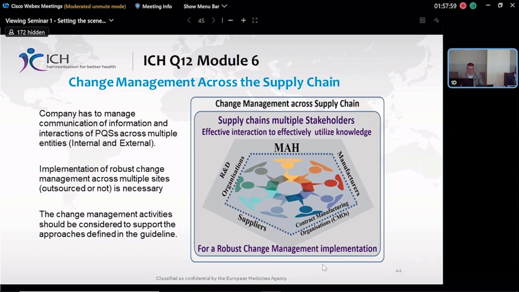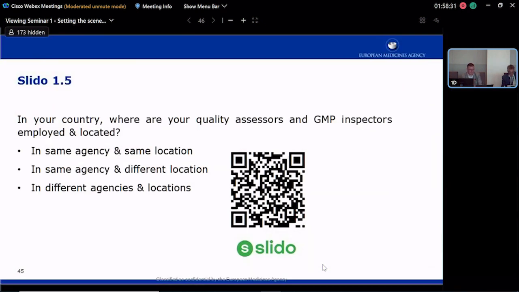If something happens in one supplier, that can have an impact on your product quality. If something happens in one packaging site, that can have an impact on your product quality. And the MA holder is the one sitting above all of this with their quality system. And what we need as regulators is confidence that the MA holder, the manufacturers, everyone within this supply chain have a good knowledge management system, communication channels, and clear quality risk management principles embedded into everything that they do.